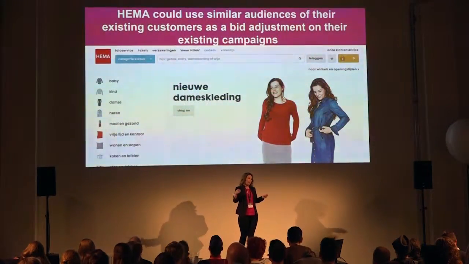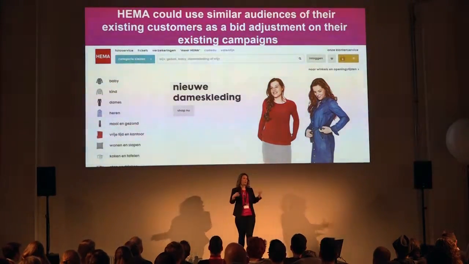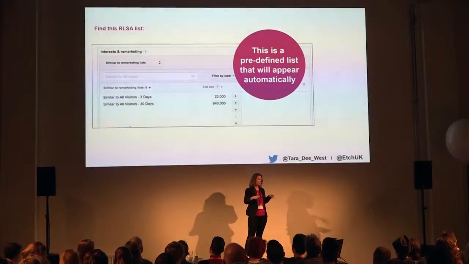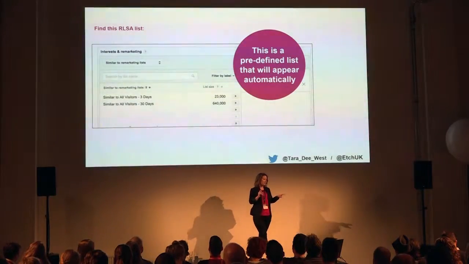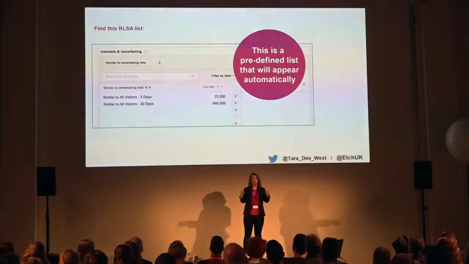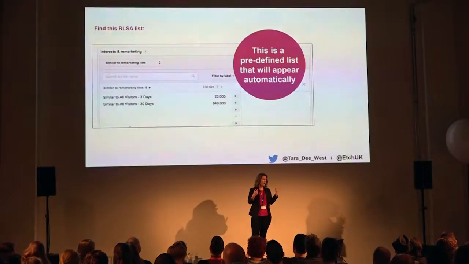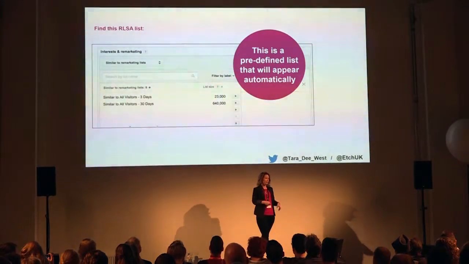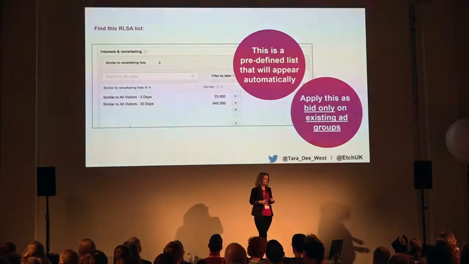In this example, Hamer could use similar audiences of their existing customers as a bid adjustment on their existing campaigns. To set this up, you would go to create your list in AdWords, and you'll need to flick over to the bit that says similar to remarketing list. It won't be under your normal remarketing list part, and it's a predefined list. If you've got enough data, Google will automatically create it for you and it will be there. So apply it, see if it works for you before you make any bid adjustments.